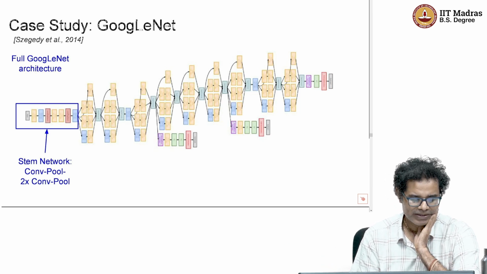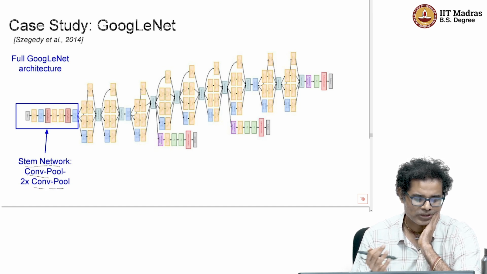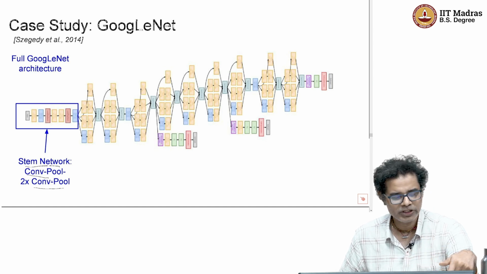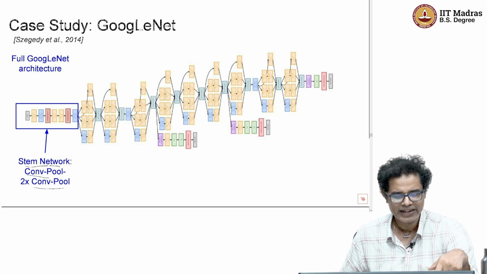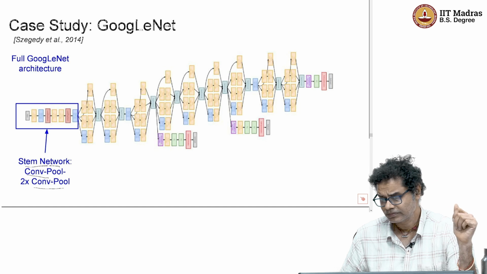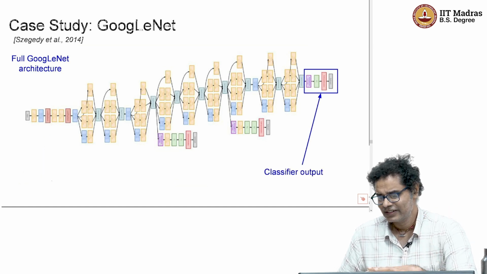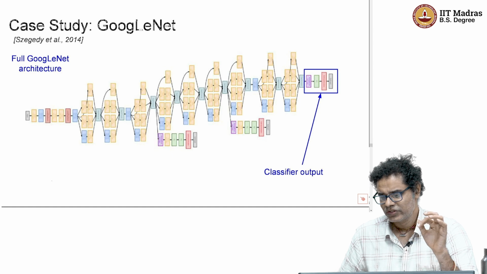And there is some stem network: before we get to the Inception modules, the input goes through some convolution and pooling, and again 2 such layers of convolution and pooling, before it goes into the Inception modules. So this is the input, this is the stacked Inception modules, and this is the classifier output.